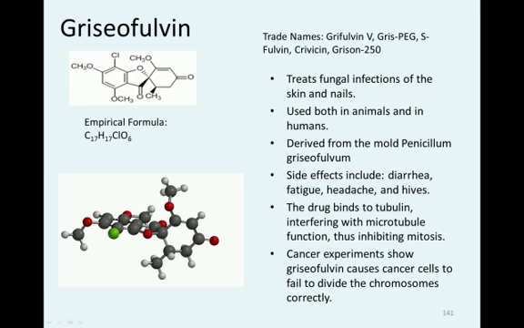Griseofulvin is a drug that treats fungal infections of the skin and nails. It is used in both animals and in humans. The overall structure consists of different functional groups and also exhibits polarity.